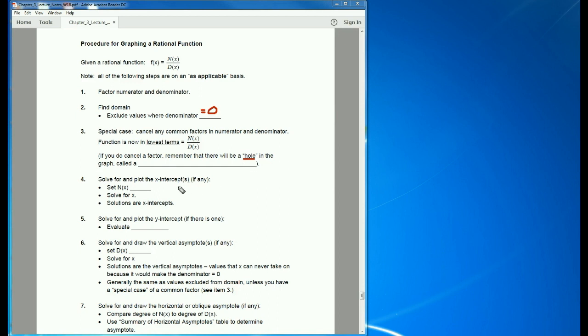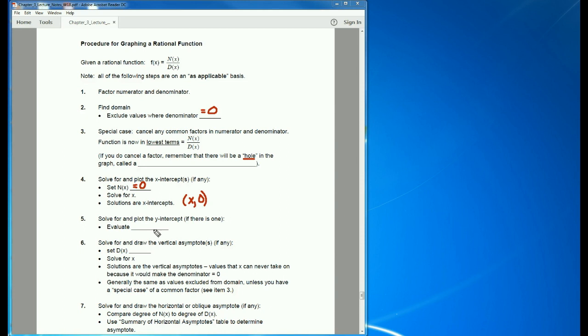Step 4, solve for and plot the x-intercepts of the graph, if there are any. To do that, take the numerator and set it equal to 0, because remember, those are the points that will make the function value, f of x, equal to 0. Those are the zeros of the graph. So you set the numerator equal to 0, solve for x. The solutions are the x-intercepts of the graph, if any. So those will be the point or points (x, 0).